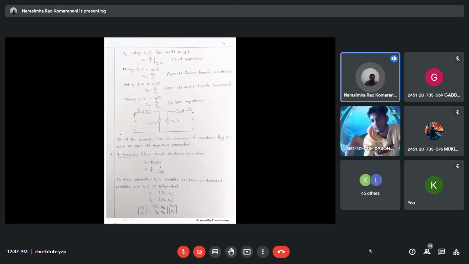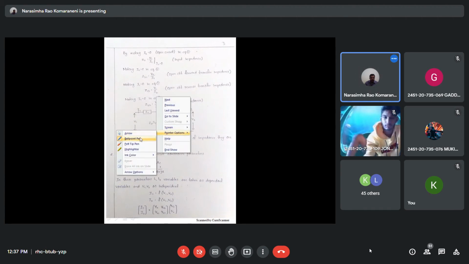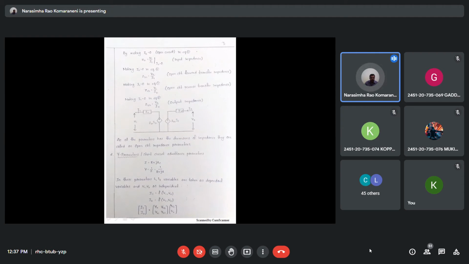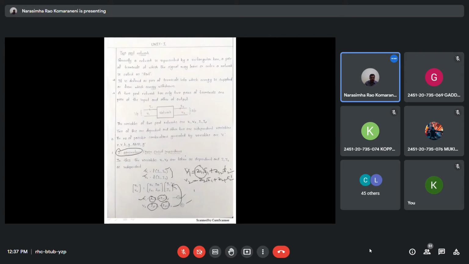By making I2 equal to 0. So what does it mean? Current zero means, simply, if I2 equal to 0, it means open circuiting the output port, right? That's why these Z parameters are also called open circuit parameters, or open circuit impedance parameters, or impedance parameters here.